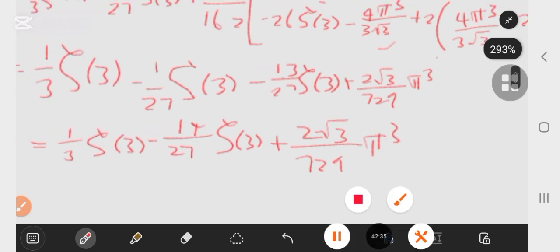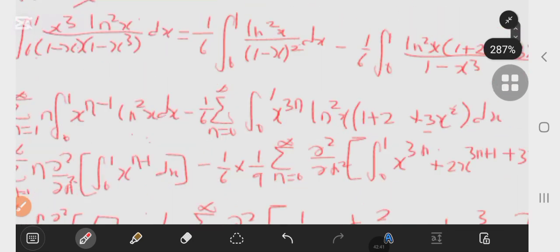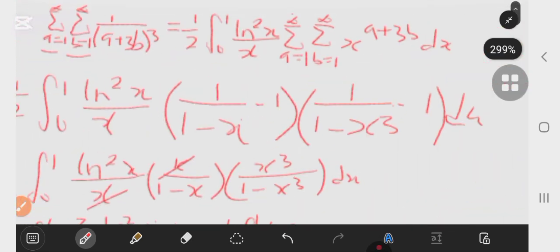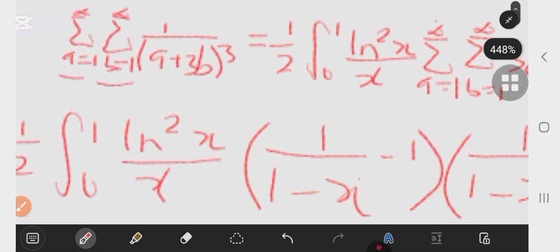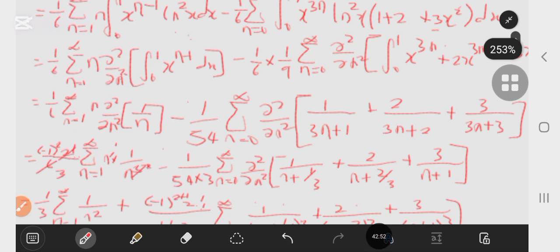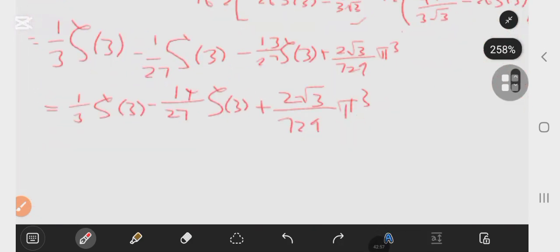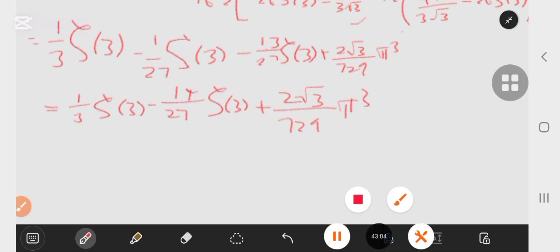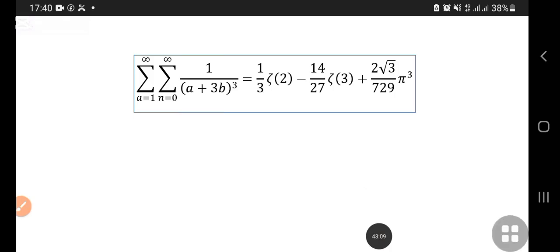We've been able to prove that the double sum of 1 over a plus 3b cubed is equivalent to 1 over 3 zeta 3 minus 14 zeta 3 plus 2 root 3 over 729 pi cubed, which is what we had in our question here. Okay, thanks for watching this first part.